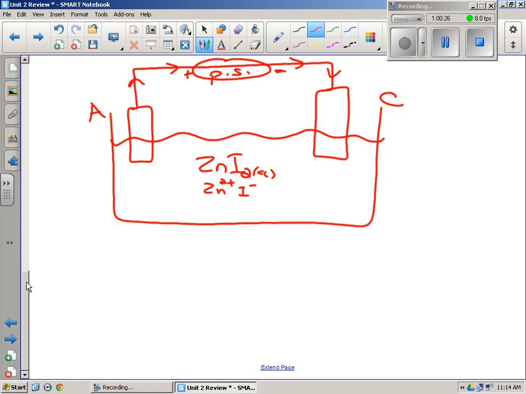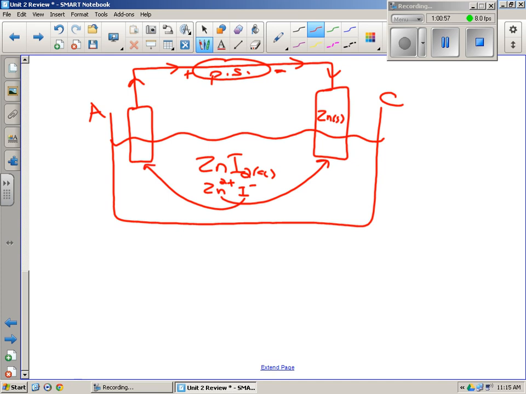You would have a zinc cathode here, like that. So the zinc 2 positive is going to be attracted to here because the electrons are coming over there, and it's going to get plated onto there. And you can pull that zinc electrode out after a while, and there'll be more zinc on there. The I minus part is going to be attracted to over here.